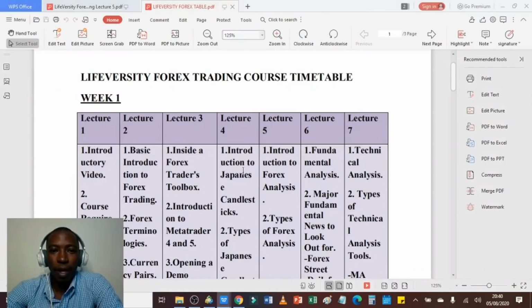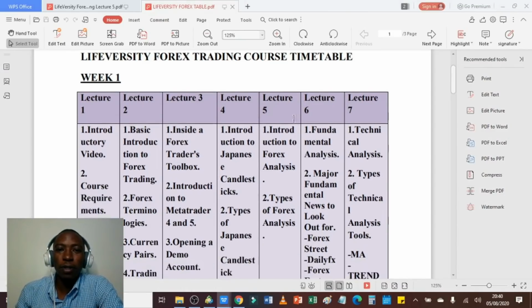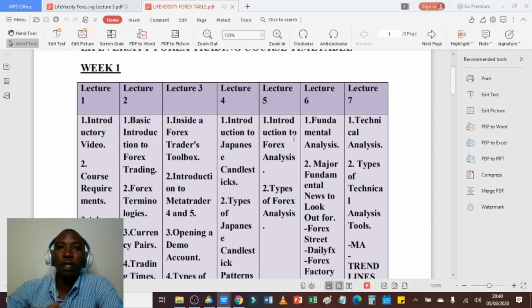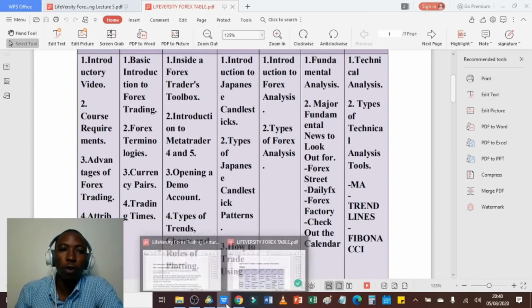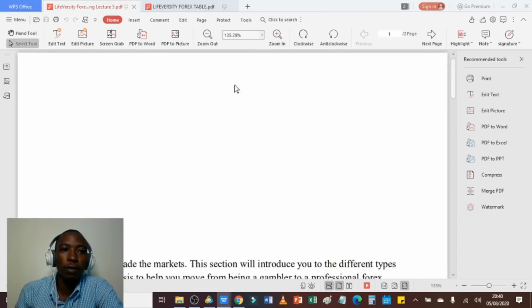Let us just head over to our LifeVersity forex trading timetable in order for us to update ourselves on what we are going to tackle in this lecture. According to our LifeVersity Forex trading timetable, as you can see in lecture 5, we are covering two parts. Part 1, we have introduction to Forex analysis, and part 2, we have types of Forex analysis. Without taking much of your time, let's just head over to the lecture.